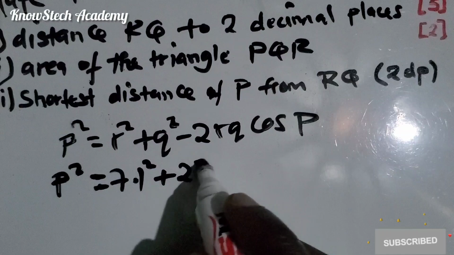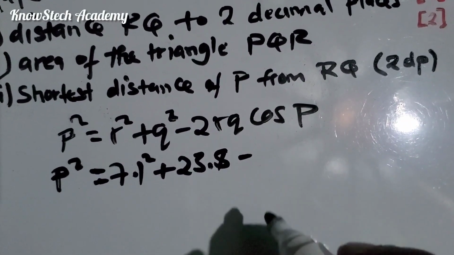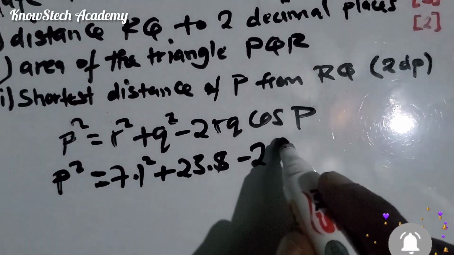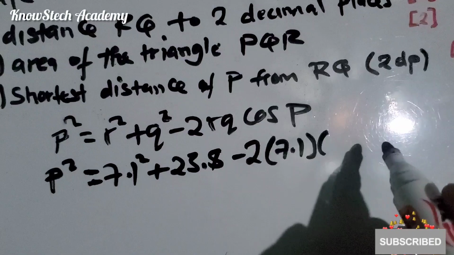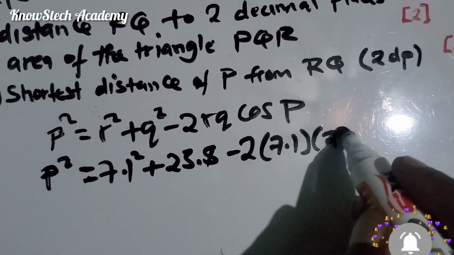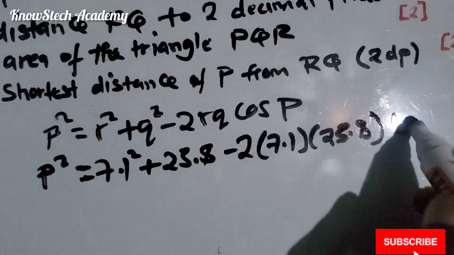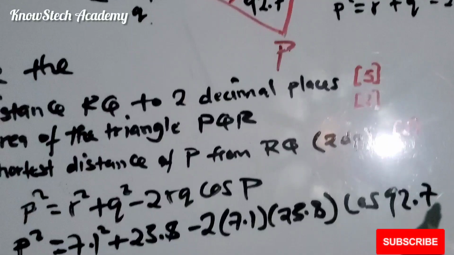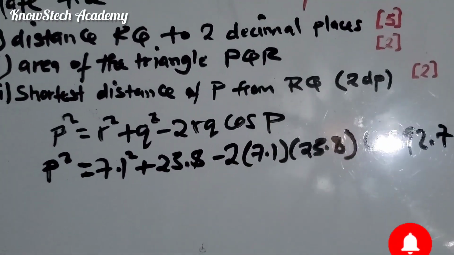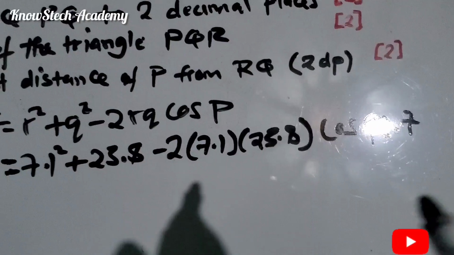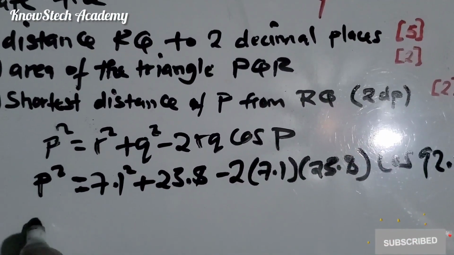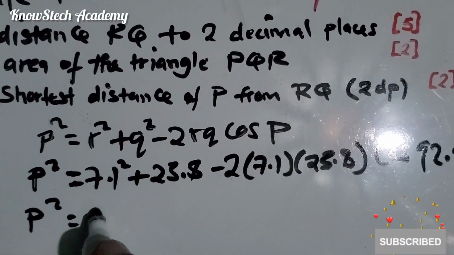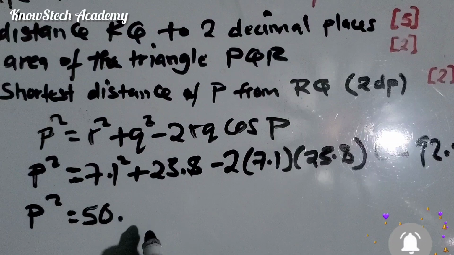So we're going to write 23.8 squared minus 2 times 7.1 times 23.8 cos the angle, which is here, which is 92.7. Okay, 92.7. All right, so when we solve 7.1 squared here, we're going to find 50.41.